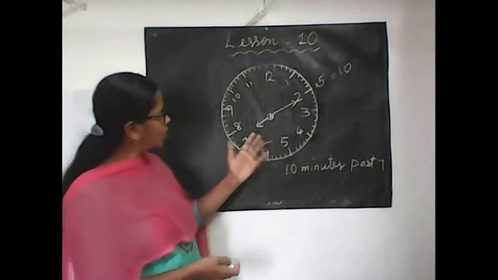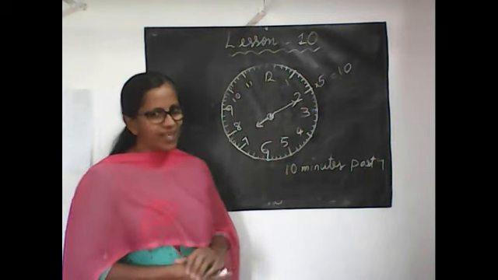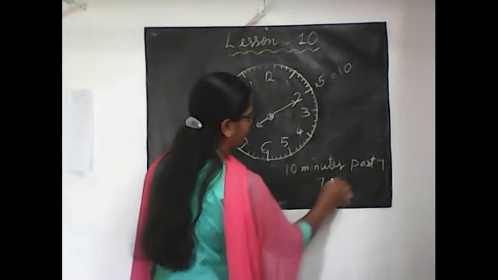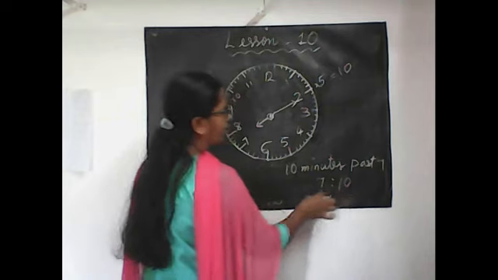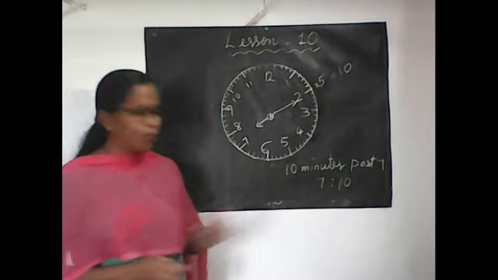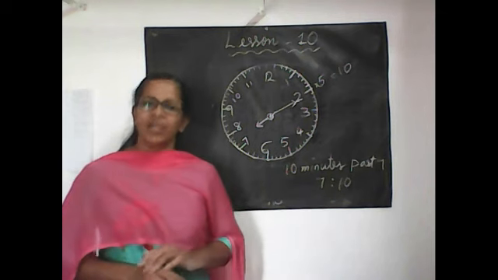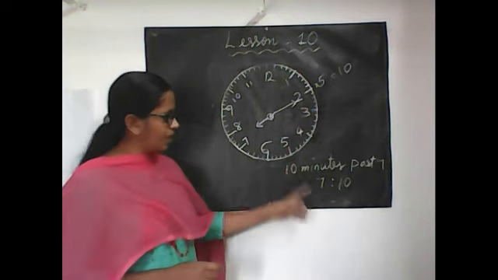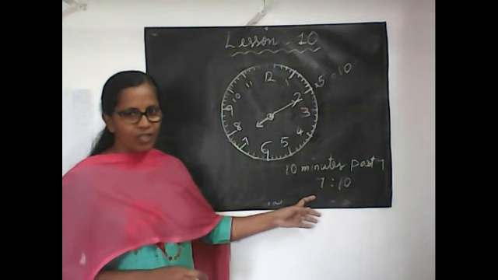So if somebody asks you what is the time, we say 10 minutes past 7. Or we say 7:10, where we use this dot, this colon. Either you can say 10 minutes past 7 or 7:10. Okay, these are the two ways. I hope you understood how to say the time.